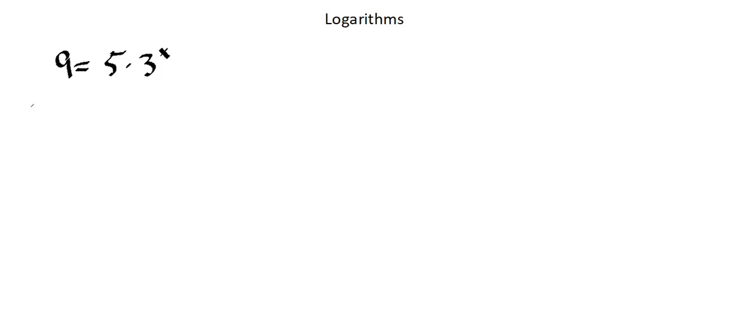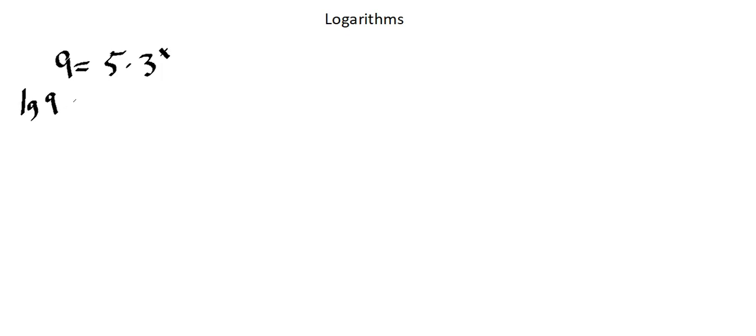Now we can take the logarithm of both sides of an equation as long as both sides of the equation are positive. If our equation read 9 equals negative 5 times 3 to the power of x, then we wouldn't be able to use this technique. So this is when both sides of the equation are positive. I'm going to take the logarithm, and I could use the logarithm base 10, which is what I'll use, or the natural log, log base e, or a log of any base. For simplicity's sake, I'll simply use log base 10.